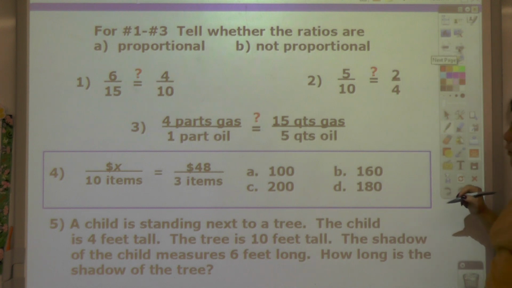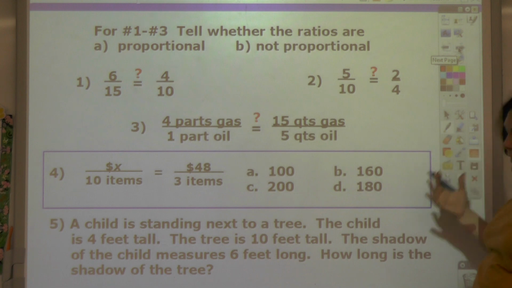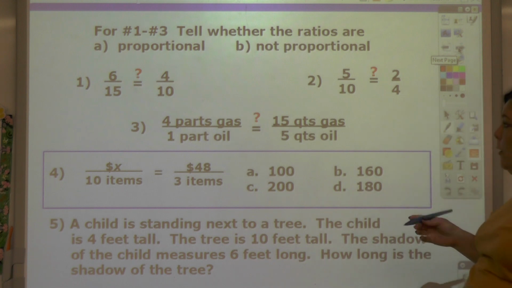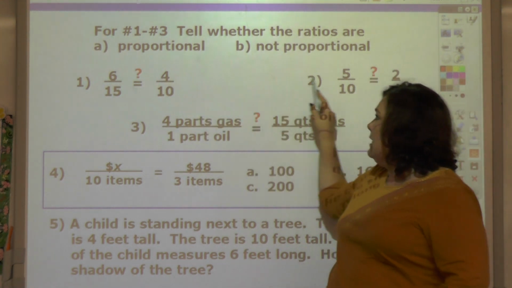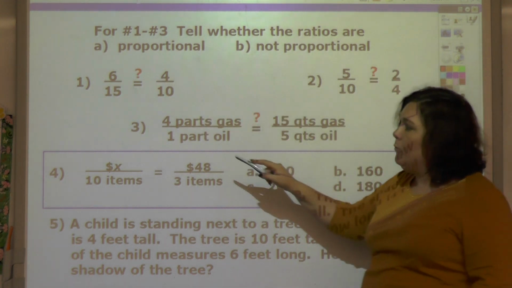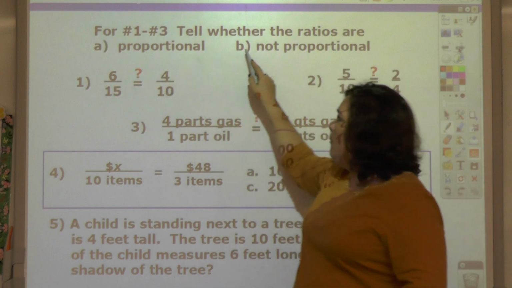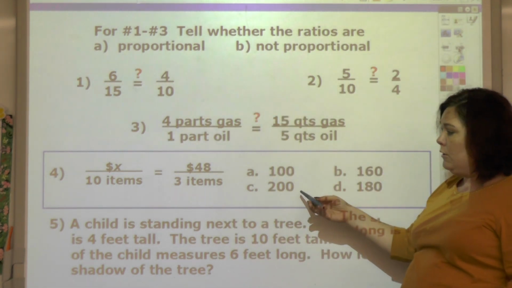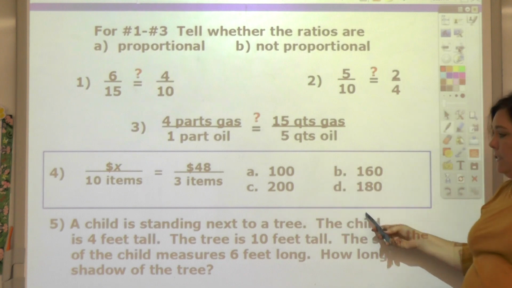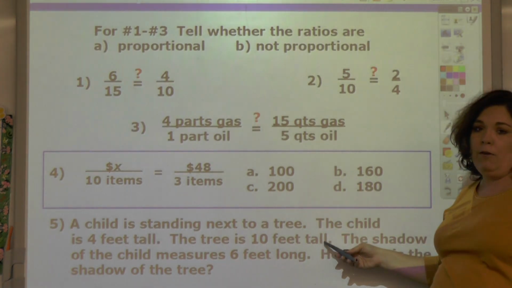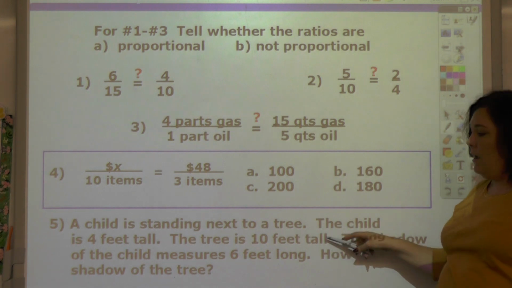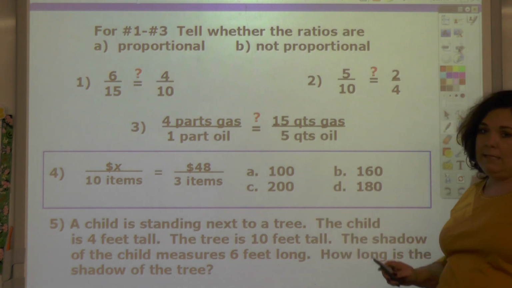So here is the homework check. It doesn't say homework check, but that's what this is. It's actually 5 problems, but for the first 3, you're just saying if these are proportional, you put A. If they're not proportional, you put B. And then you solve for number 4, multiple choice. And then here's a practice one with the child and a tree and the shadow, and that'll give you practice of doing that one.